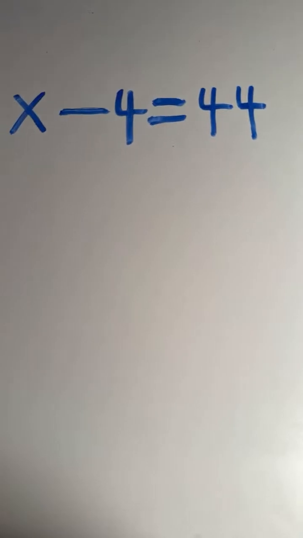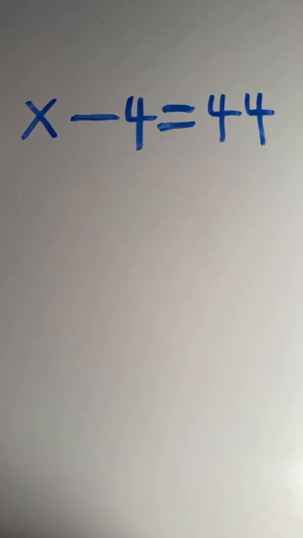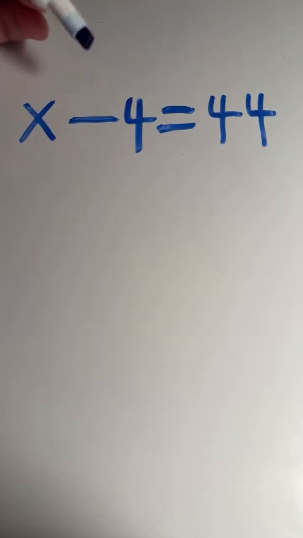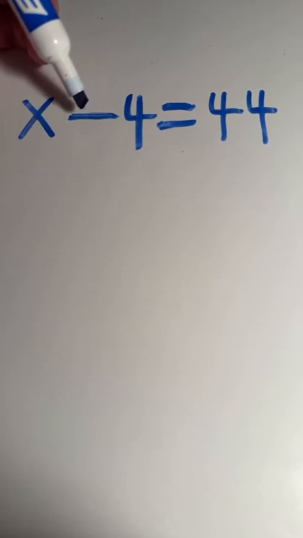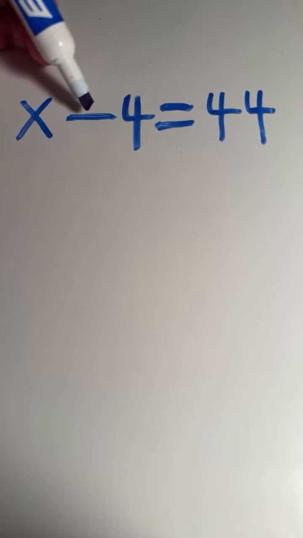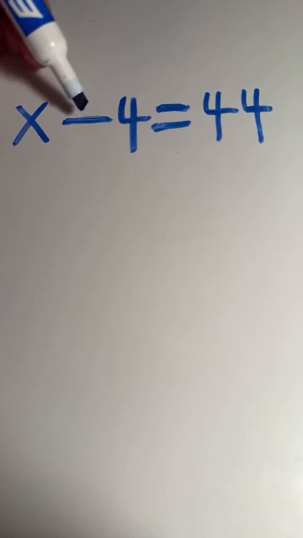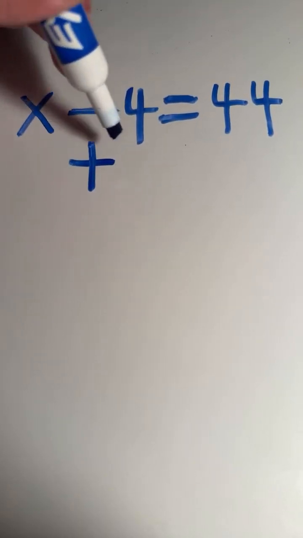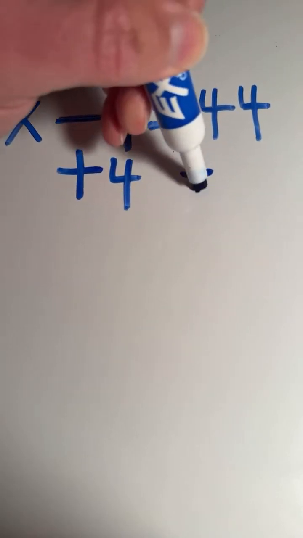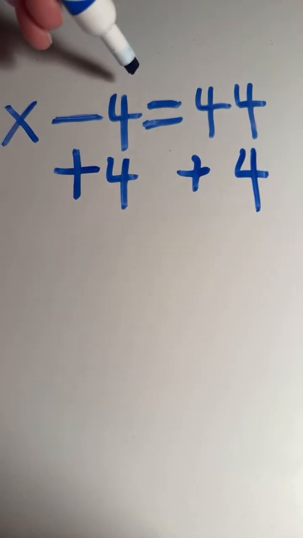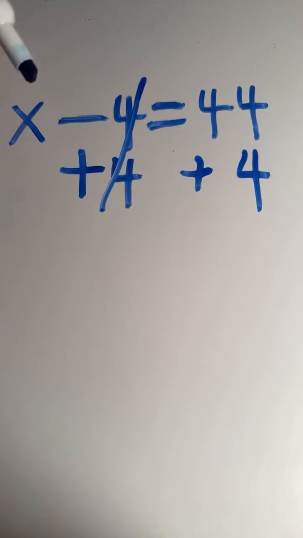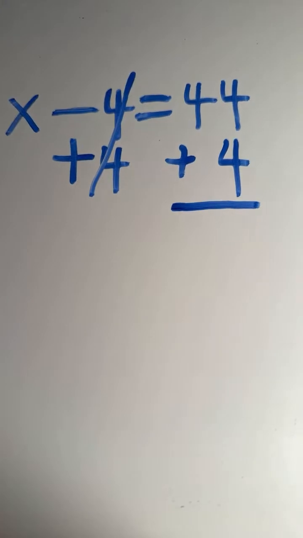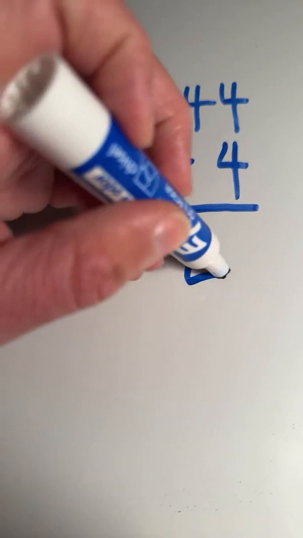So we have x minus 4 equals 44. So we are going to move the 4 to the other side of the equal sign. Since the operation in the number sentence is subtraction, we have to do the opposite of that to get it to move over. Hi, welcome to the chat. So we have to add the 4. So 44 plus 4 equals 48.